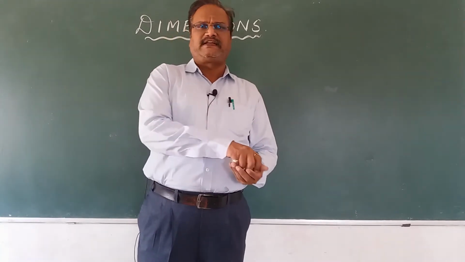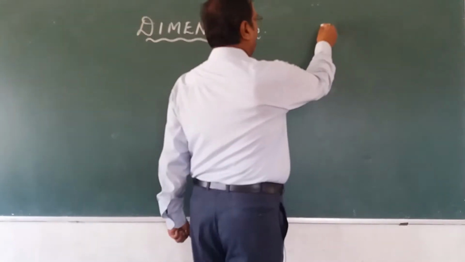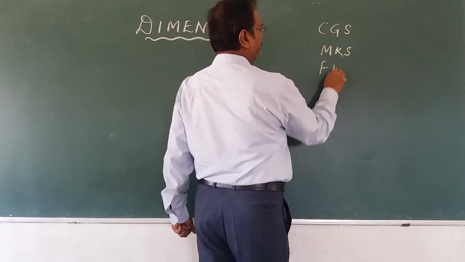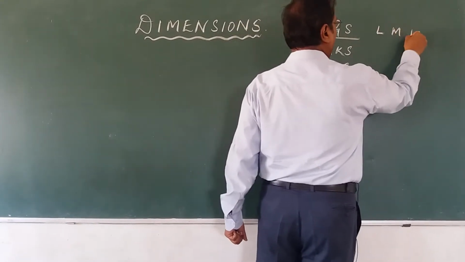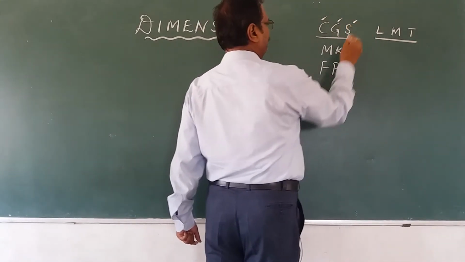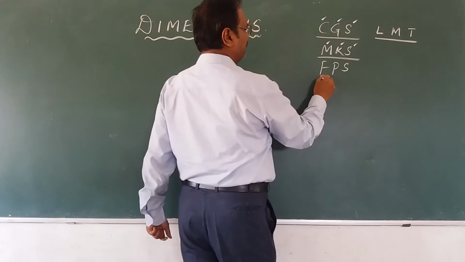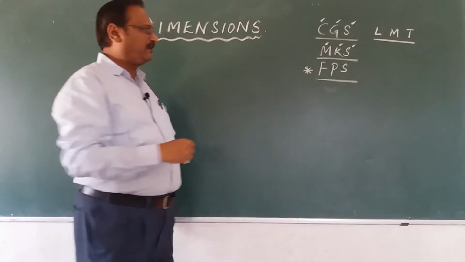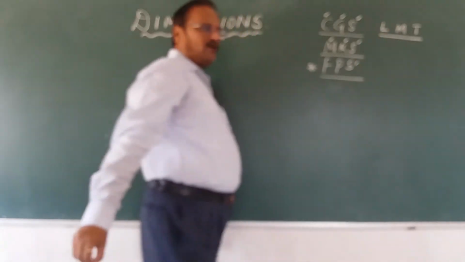Also I spoke about three types of systems of units: CGS system, MKS system, and the British system, FPS system. CGS represents length, mass, time: centimeter, gram, second. MKS: meter, kilogram, second. FPS is not used so often nowadays in other countries: foot, pound and second. Second is common, time is common for all of these.